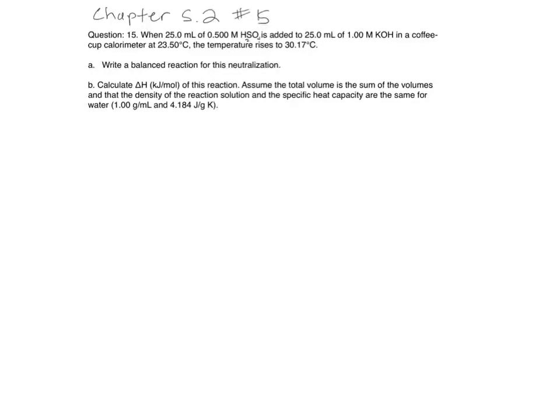So the question is, when 25 milliliters of 0.50 molar H2SO4 is added to 25 milliliters of 1 molar potassium hydroxide in a coffee cup calorimeter at 23.5 degrees Celsius, the temperature rises to 30.17 degrees Celsius. Step A, write a balanced reaction for this neutralization. And step B, calculate change in H, which is the total standard enthalpy of reaction for this reaction.